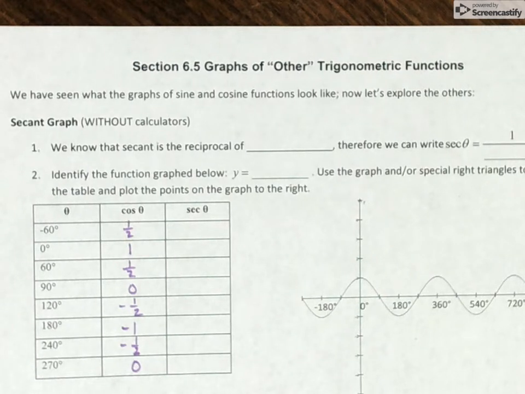This is section 6.5, where we're going to be graphing other trig functions. We've already graphed sine and cosine. Today we're going to graph the other four: secant, cosecant, tangent, and cotangent.